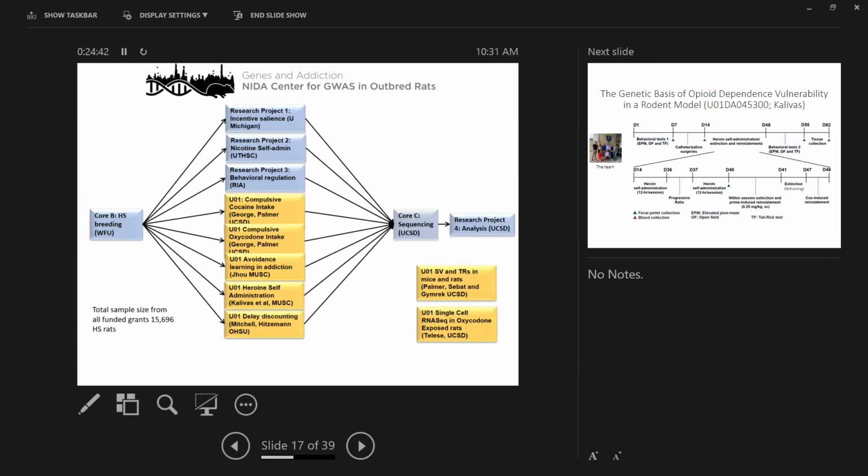What I wanted to tell you is that we have now done this with about 10,000 rats, and we have funding right now for about 6,000 more, but we've got more grants coming in all the time. So this is really a big data set. It's the biggest data set of its kind for either rats or mice that exists anywhere in the world.